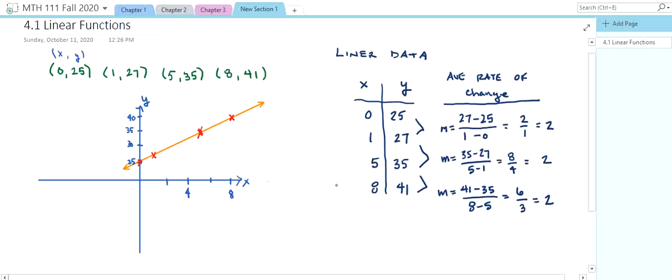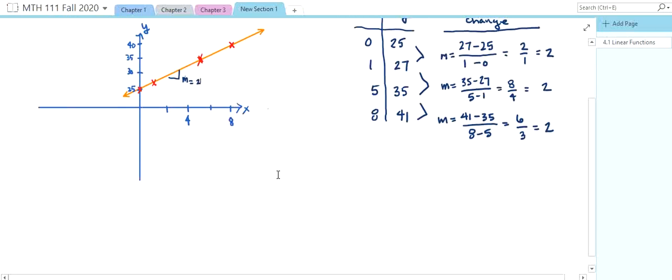So the average rate of change between all of these is 2, which means the slope between these points is 2. Between each of these two points, you've got some rise over some run. m equals rise over run, and we call this the slope.